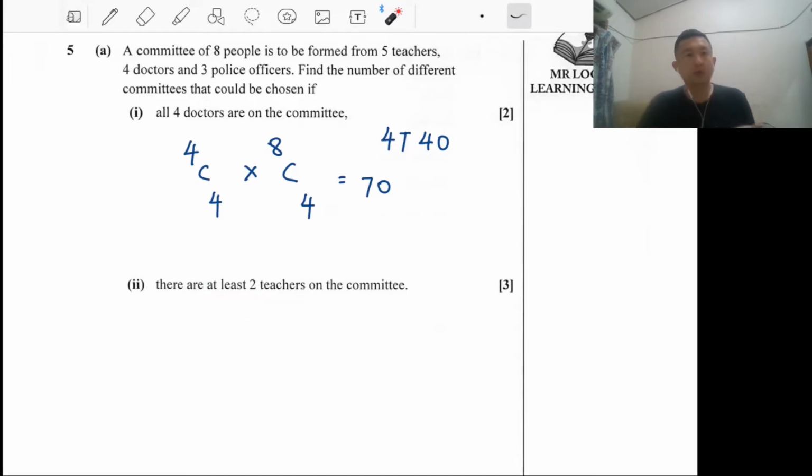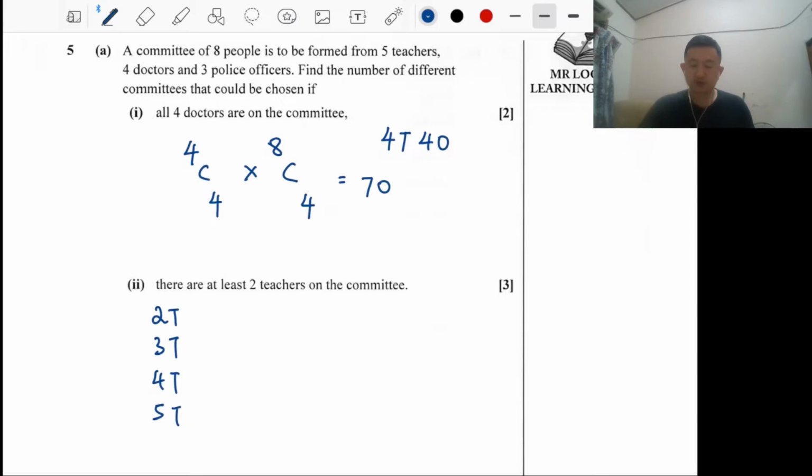At least 2, it can be 2, it can be 3, it can be 4, it can be 5. Can it be 6? No, maximum 5, because you only have 5 teachers. But if you go for 2 teachers, is it enough for the committee? No, you need 8 in total. You need 6 more, and that 6 more cannot be teachers, it should be non-teachers. I call it 6 others, 5 others, 4 others, and 3 others.